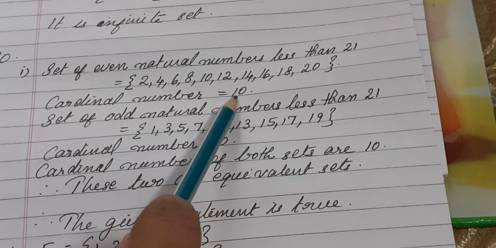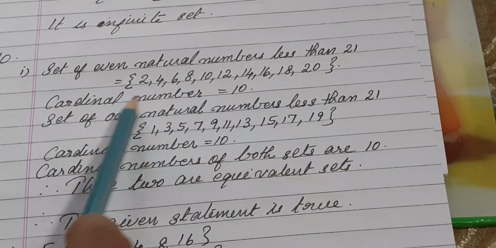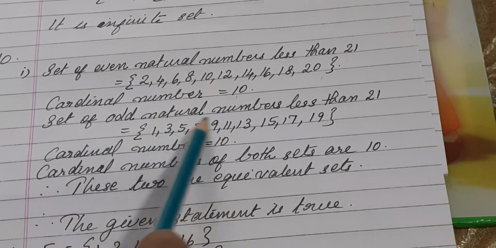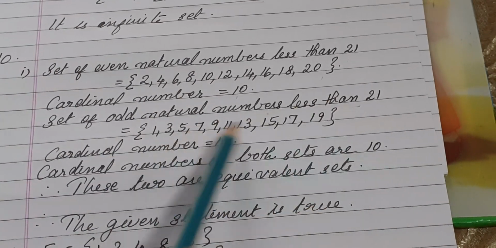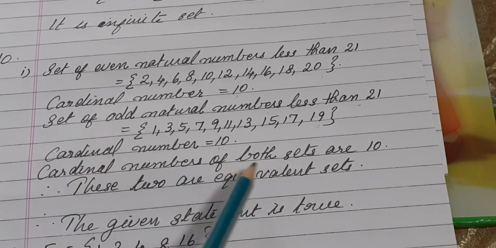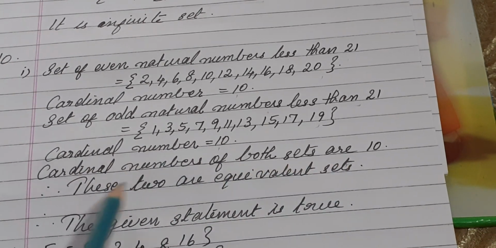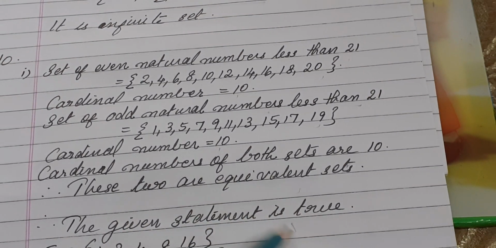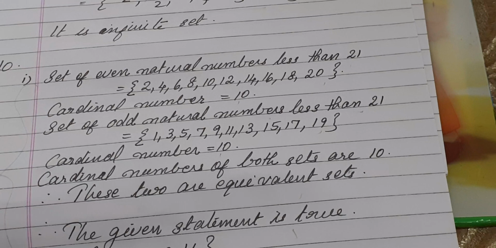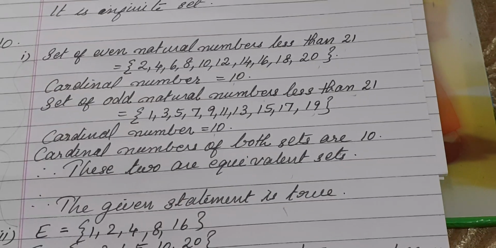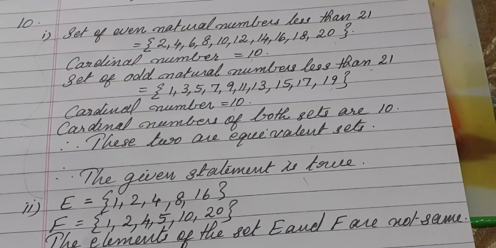First question, just look like this. You have to find out the set of even natural numbers less than 21. Like this you will get. Cardinal number you will get as 10. Set of odd natural numbers less than 21, so this much. Cardinal number again 10 you will get. Cardinal number of both sets is 10. That means they are equivalent sets, isn't it? Therefore the given statement is true. Like this you have to do. Then give the reason, that question is there. That's why we are writing and solving step by step.